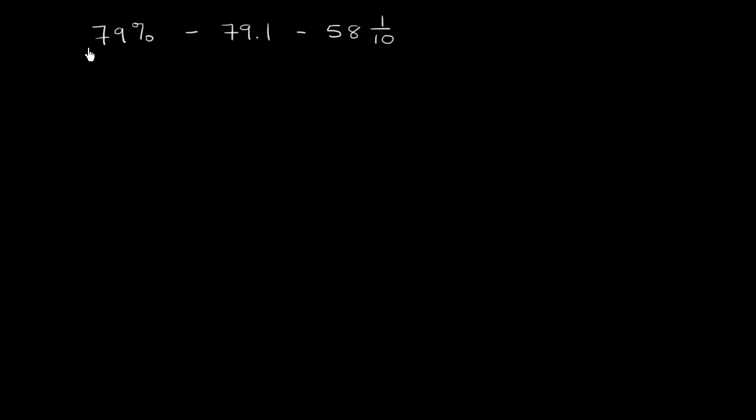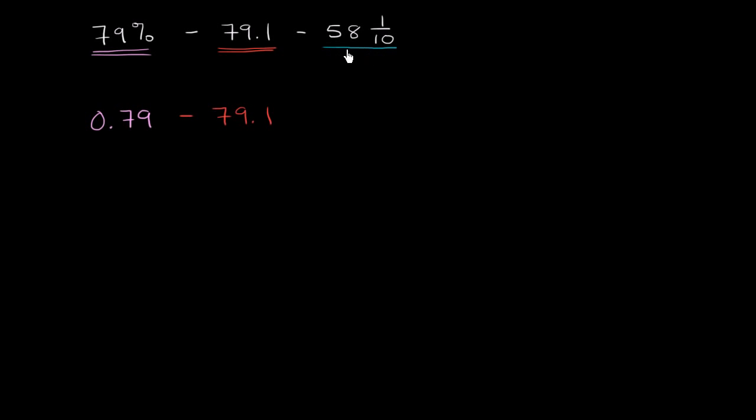So 79%, that literally means 79 per 100. If you wanted to write it as a fraction, it would be 79 over 100. But if you wanted to write it as a decimal, it's 79 hundredths, which we would write down as 0.79. Now, 79.1 is already written as a decimal, so we'll just write it again. So minus 79.1. And then 58 and 1/10.